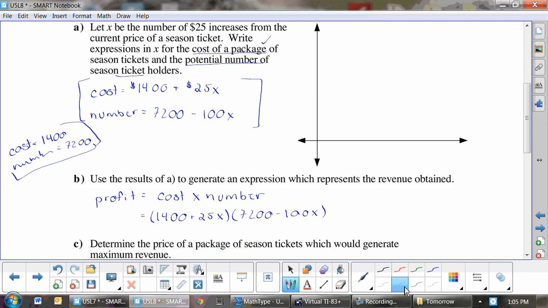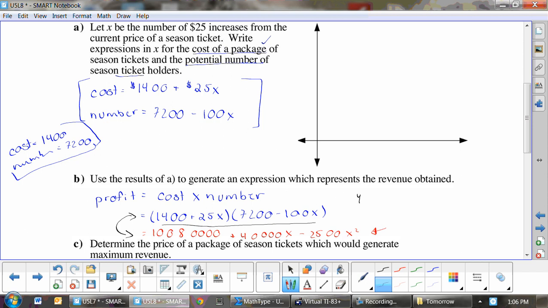Okay, so if we were doing this algebraically, we would have to FOIL this out, and we'd find that it was, I'll write it out, 10,080,000 plus 40,000x minus 2,500x squared. So if we were doing this algebraically, this is what we would need. But since we're doing it graphically, and we know that this and this are the same thing, we don't have to FOIL it. We can just put that into our calculators.